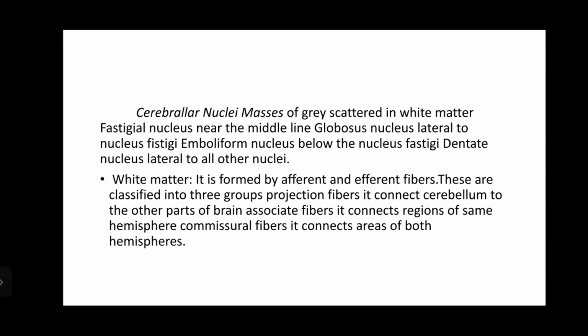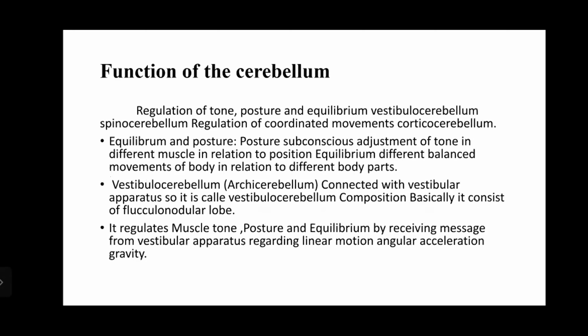So this is the second part of the structure, which is the white matter, formed by afferent and efferent fibers. These are classified into three groups. Projection fibers connect the cerebellum to other parts of the brain. Association fibers connect regions of the same hemisphere, and commissural fibers connect areas of both hemispheres. So you can see it takes a major part in connecting the two hemispheres.